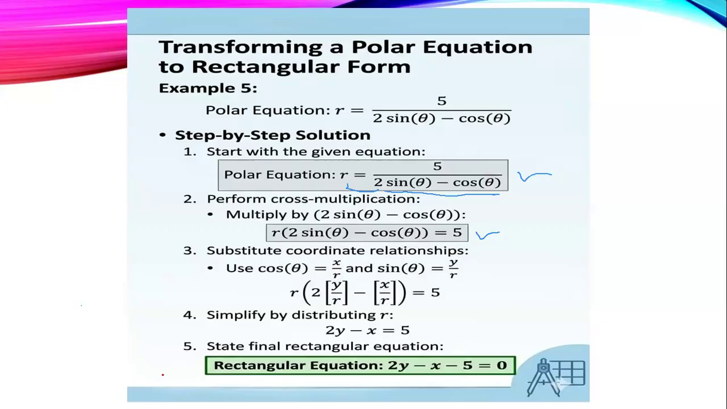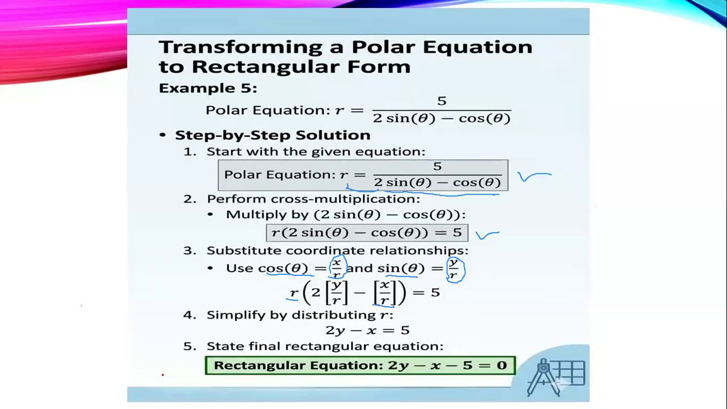Now we substitute the coordinates. We're going to use cos theta as x divided by r, and sine theta as y divided by r. So we just replace those. In this case, we have r times, in brackets, 2 times y divided by r minus x divided by r, close bracket, equal to 5.